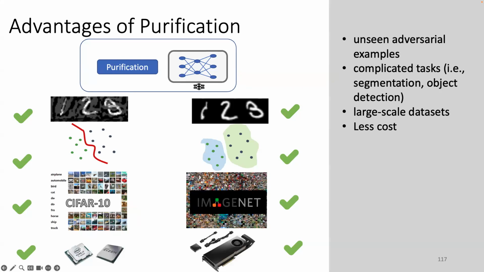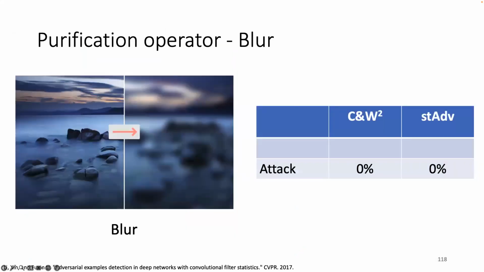So ideally, if we can find a good purification strategy, it is really promising. But finding a good purification strategy is not that easy. There have been attempts at the early stage in this domain. The core of this purification strategy is that we need to design the purification operators, right? We need to remove the adversarial effect. So what is a good way? What is a good purification operator?